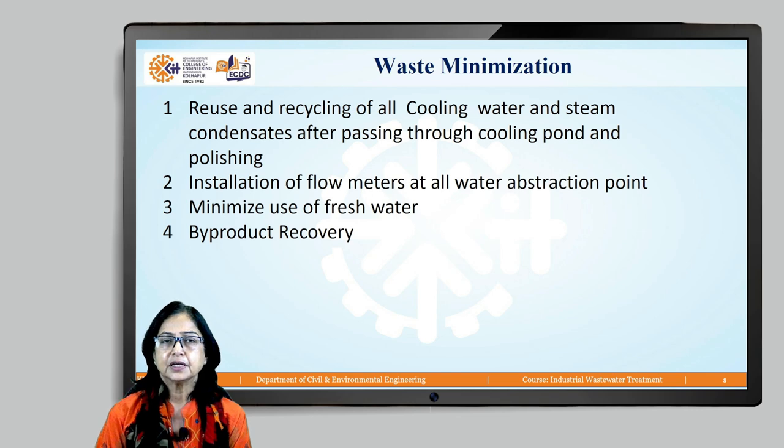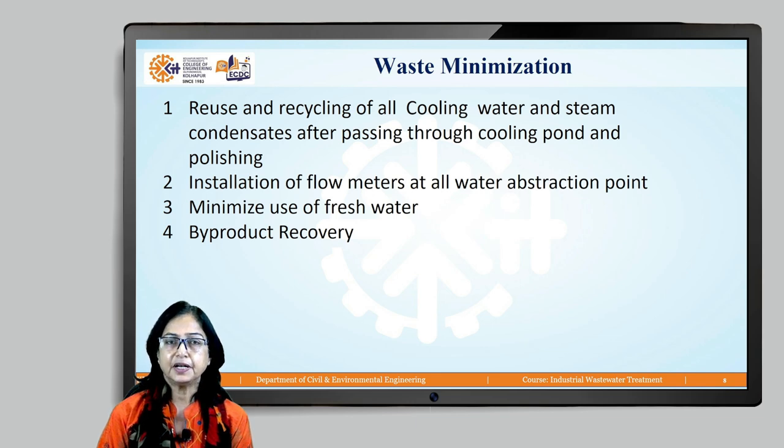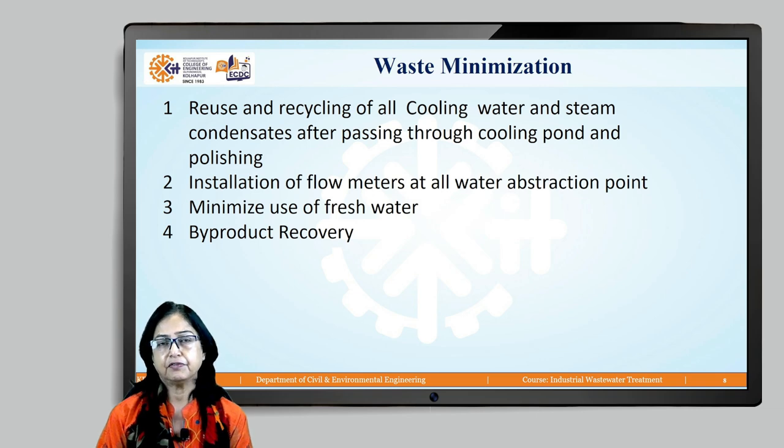Number one is maximum reuse and recycling of all cooling water and steam condensate after passing through cooling pond and polishing pond. As we have seen during water budget, the maximum water is required for non-process application, that is steam generation and cooling. So, here the steam as well as the moisture which is evaporated from sugarcane, both can be condensed, and again that is clean water, you can readily reuse, recycle it. Same way, cooling water, once it has become hot, let it pass through cooling pond, let the temperature come down, and you can readily reuse once again for cooling purpose.